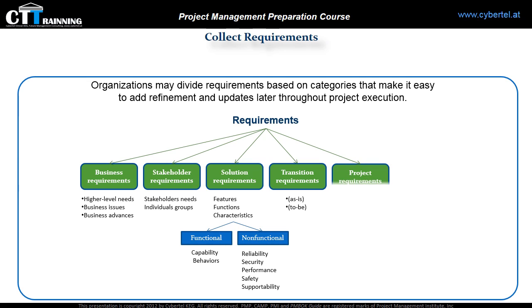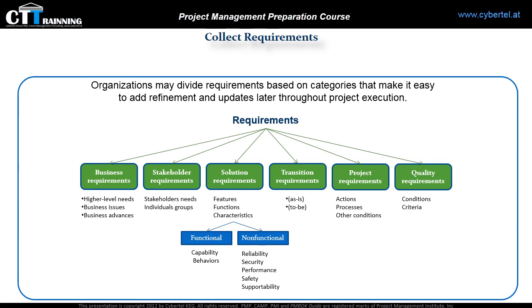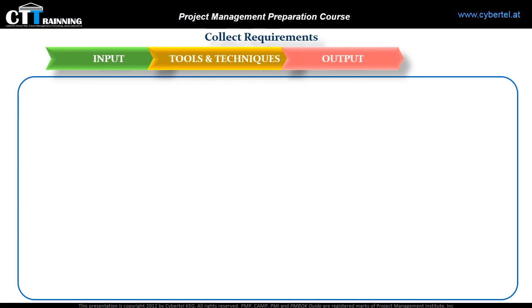Project requirements. This defines the actions, processes, or other conditions that the project should meet. Quality requirements. This is the conditions or criteria needed to validate the successful completion of the project deliverables. That was the classification examples of the requirement. Let's move forward to the inputs of this process. Collect requirements. Input.